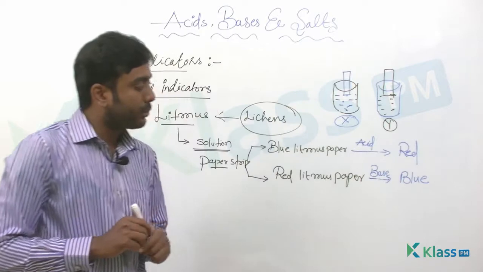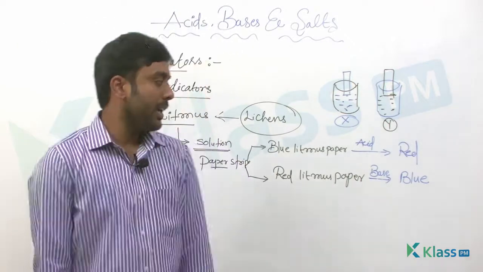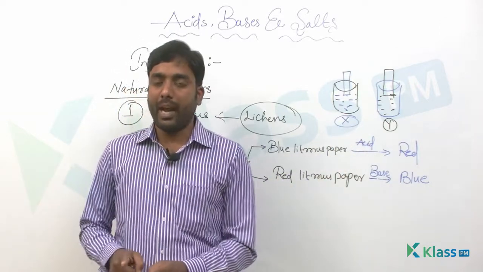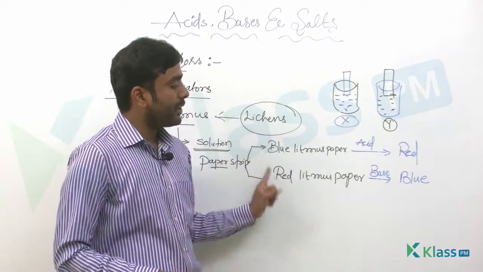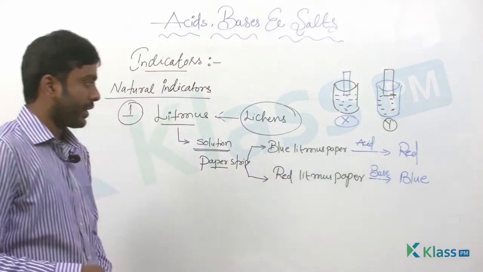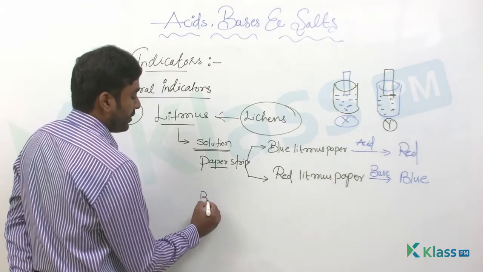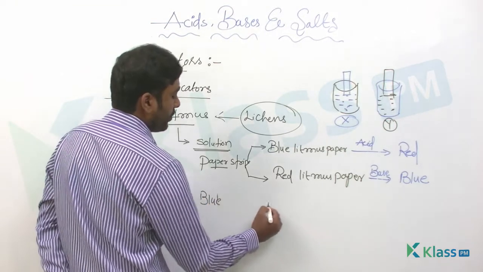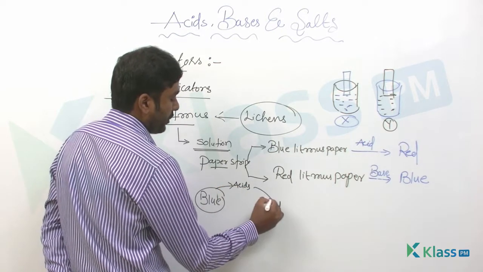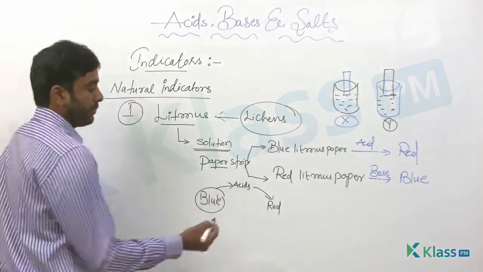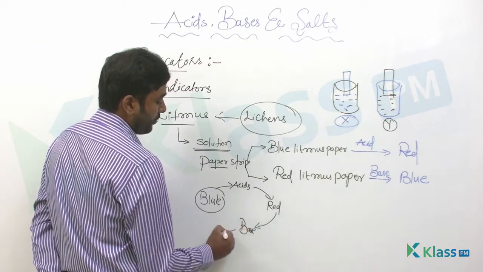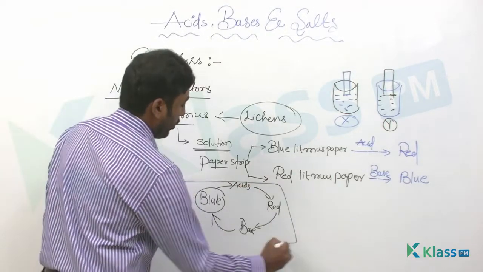So from these two experiments, what I can conclude is the substance in which blue litmus changes to red color is acid. The substance in which red litmus changes to blue color is a base. The simple way you can conclude it is like that: blue litmus changes to red color in acids. Red litmus changes to blue color in bases. This is the way you can conclude the whole topic.